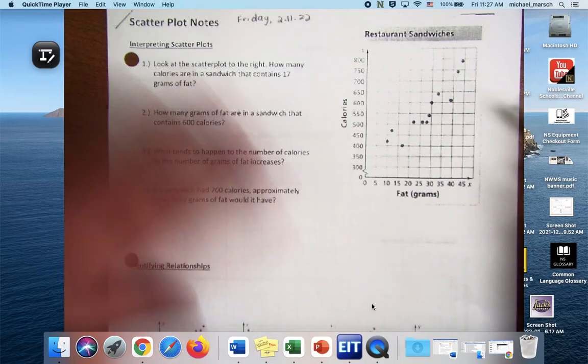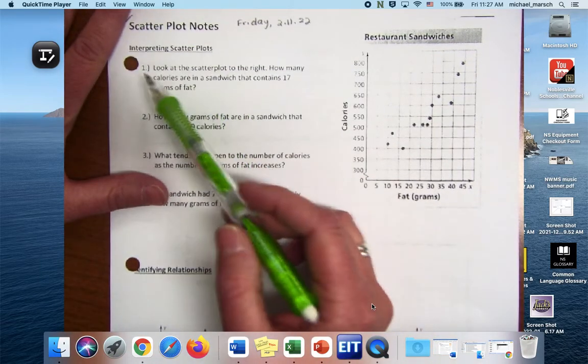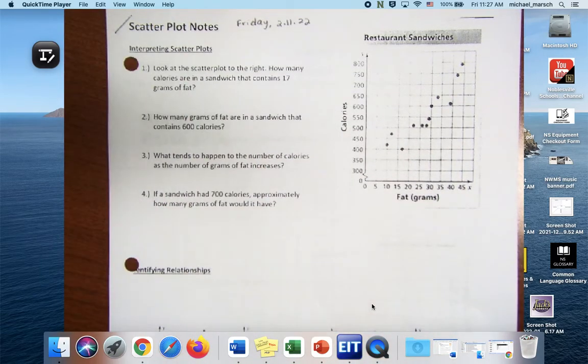Okay, so we're going to interpret. Quite a few people had concerns about the question interpret yesterday. To interpret means to analyze. What does it mean to analyze something? To look. What else? To explain and understand. Explain, understand, observe, right?